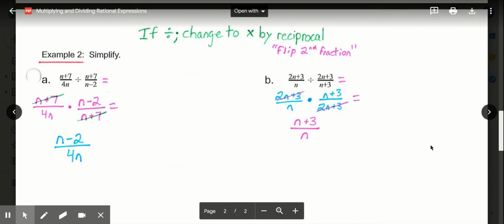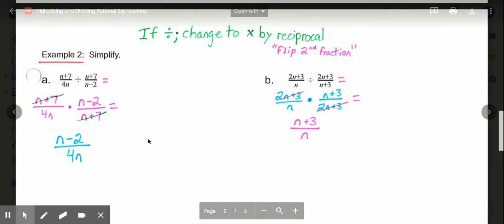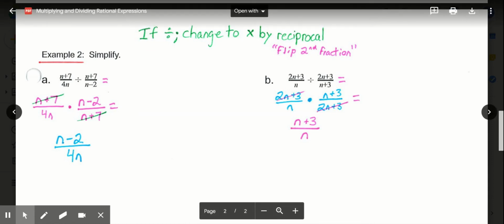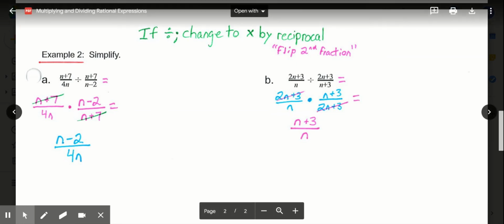Now, the same rule applies to rational expressions as it does to dividing fractions. The easiest rule to keep in mind is not to divide out fractions. All right, so if we look at how to do the division as multiplication, what we want to do is, if it's division, change it to multiplication by multiplying by the reciprocal, which simply means flip the second fraction. So just like a normal fraction, we multiply by the reciprocal.